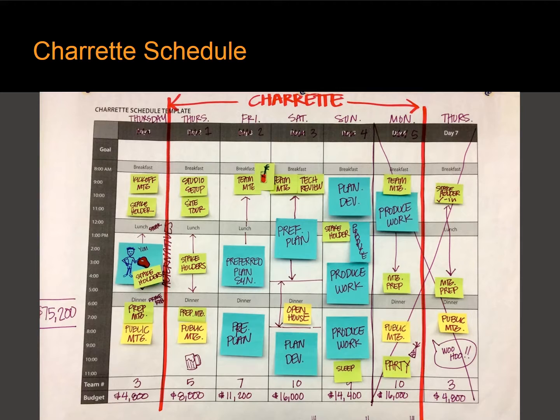Here again is the example from one of our trainings. This team decided they would have a 5-day charrette, which is in the middle of the schedule here, starting on a Thursday, ending on a Monday. The charrette was preceded by a 1-day set of meetings and public meeting, maybe a month ahead of time, and proceeded by another public meeting to wrap up the process maybe a month or so later.